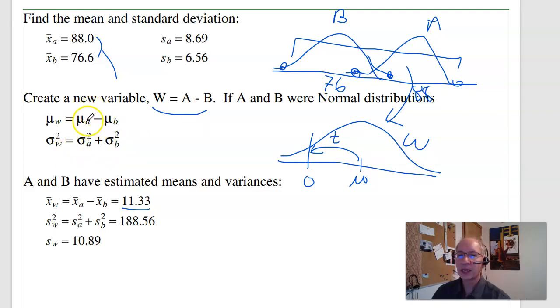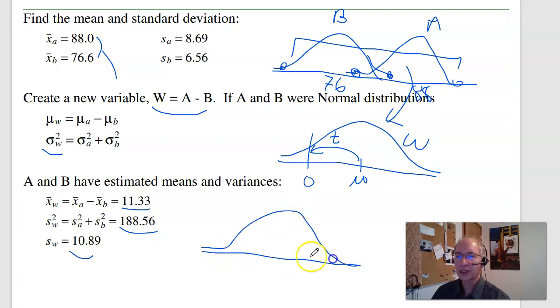So in this case, the variances add. It doesn't matter whether you're adding or subtracting. Since this is a square, the variances will always add. So the variance of W is just the variance of A plus variance of B, or 118.8. Take the square root. The standard deviation of W is 10.89.